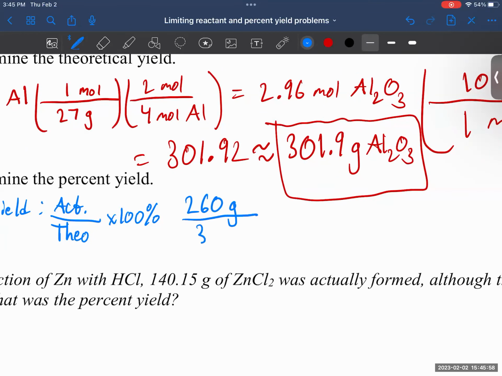Solving that out, we get 0.8612, times that by 100, and we get 86.12%. We're done here, right? That's it. 86%. That's our sig figs, because there's 2 sig figs right here.